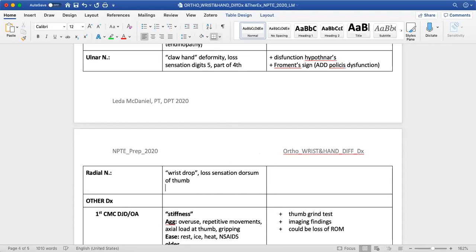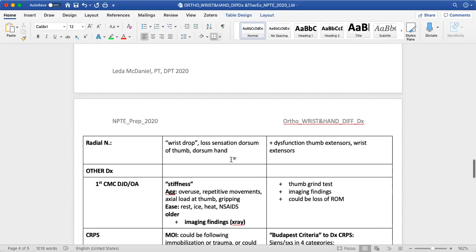Radial nerve, you're going to see wrist drop, loss of sensation of the dorsum of the thumb, which is where the radial nerve supplies. Dorsum of the thumb, a little bit of dorsum of the hand, and then dysfunction of the thumb extensors and abductors. I'm just going to put extensors because abductor pollicis longus is thumb versus brevis is going to be median. So dysfunction of the thumb extensors and wrist extensors.